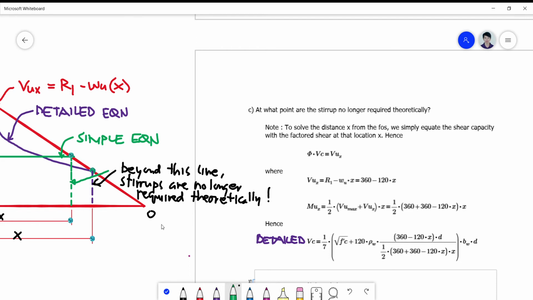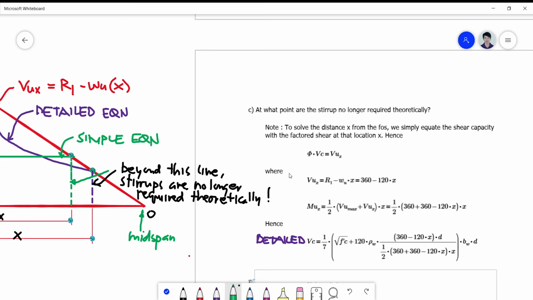Remember that this point is simply the midspan of your simply supported beam, exactly at L over 2 distance, which is 3 meters. Take note that to solve the distance x from the face of the support, we simply equate the shear capacities, the detailed and the simple equation of shear, with the factored shear equation, which is in the form R1 minus WUX.